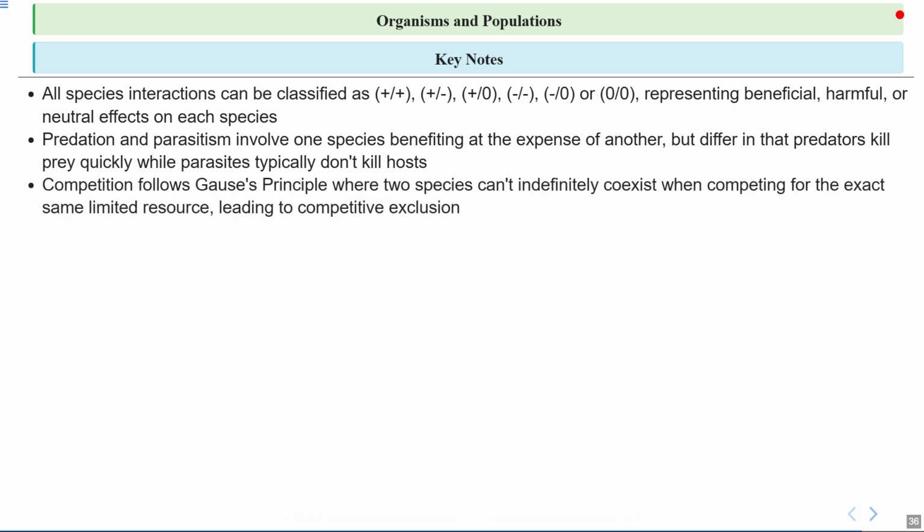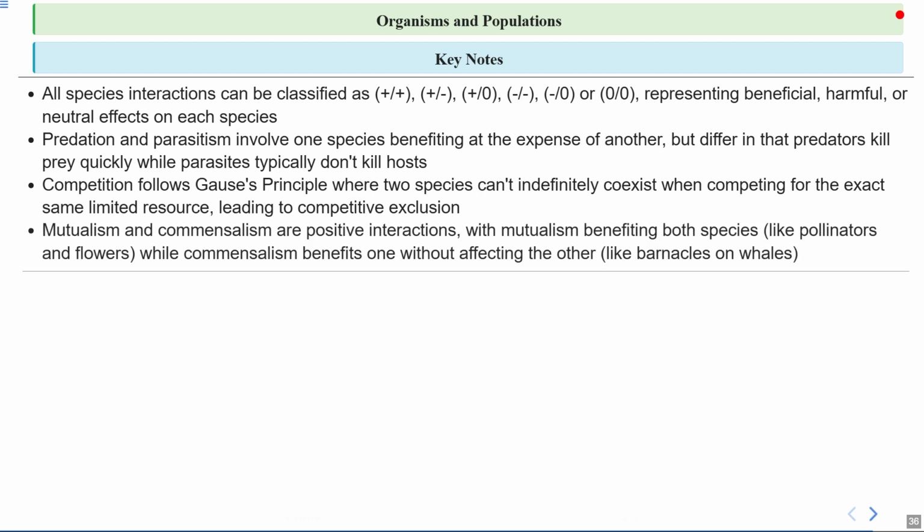Now competition follows Gauss principle, where two species cannot indefinitely coexist when competing for the exact same limited resources, leading to competitive exclusion. Now mutualism and commensalism are positive interactions where mutualism benefits both species while commensalism benefits one without affecting the other, like barnacles on the whales.